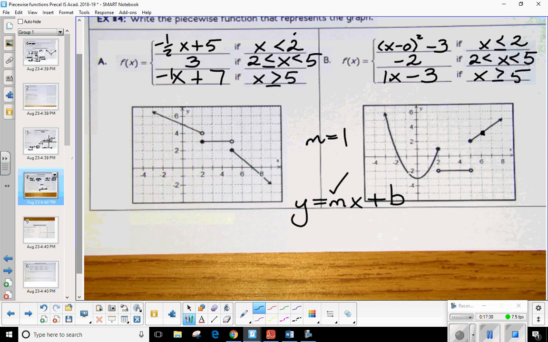6, 3. Let's use this point right here. 6, 3. So this is an x value, and this is a y value. So if I know 3 of the 4 variables, I can easily figure out what that last one is, right?